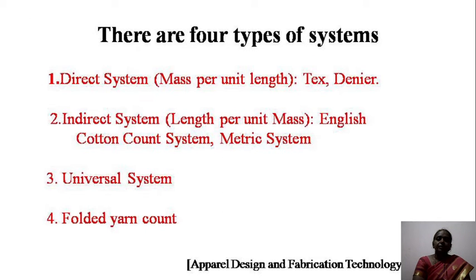There are four systems used for finding the yarn count: direct system, indirect system, universal system, and folded yarn count. The direct system is mass per unit length, and the indirect is length per unit mass. Tex and denier are the direct systems; English cotton count and metric count are indirect systems.